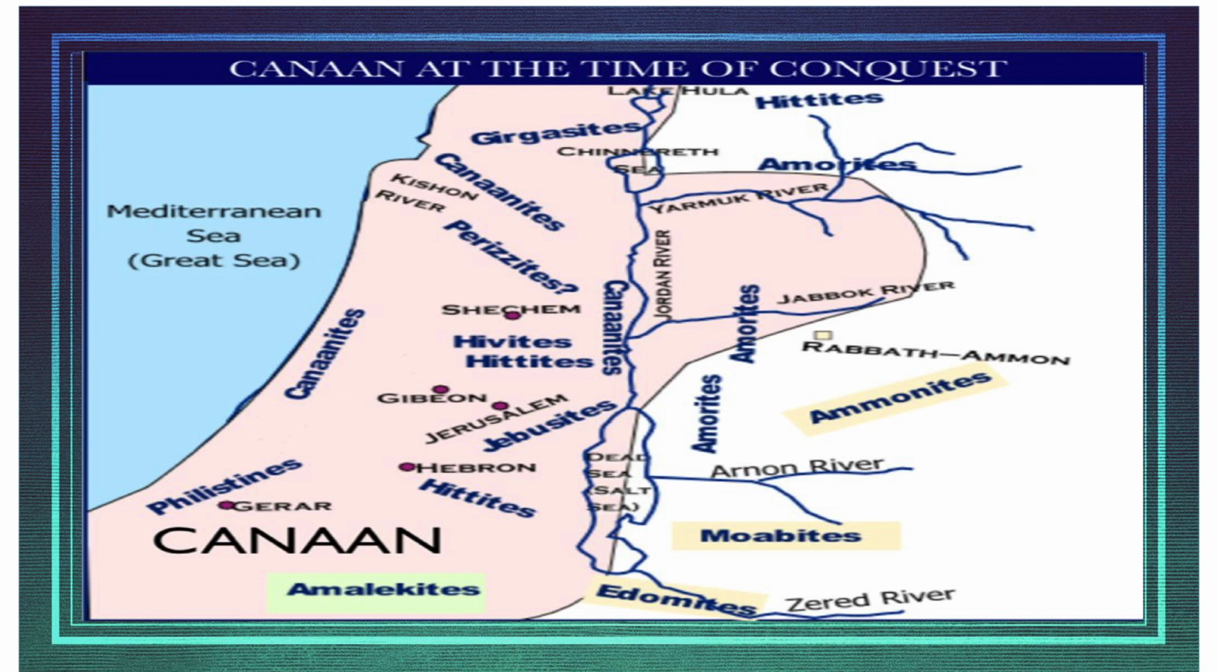Now come the west side, we'll go from the south up. Amalekites, Philistines, we'll get more into them in the book of Judges. The Hittites, Jebusites, Jerusalem was a Jebusite city. Canaanites, Hivites, Hittites, Canaanites once again. The Perizzites, Canaanites, Girgasites. That's the nations that are in the land that they're to overcome when they go in to conquer.